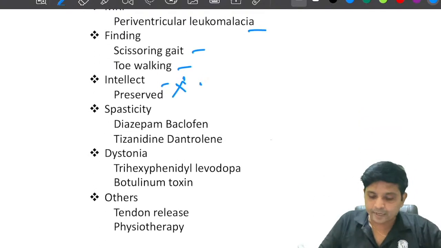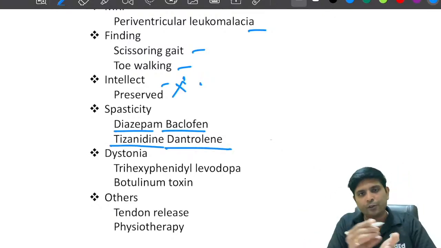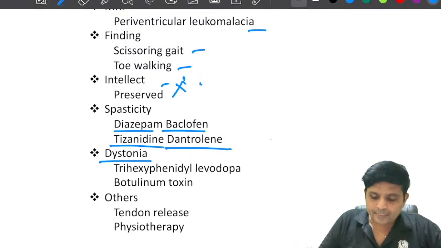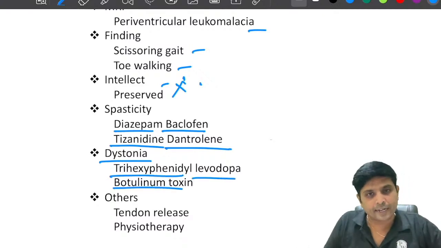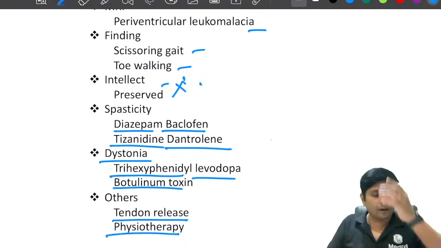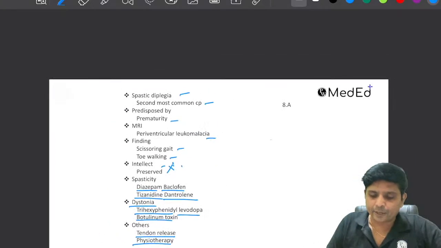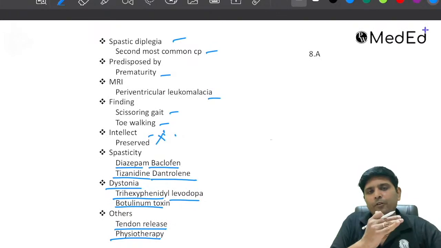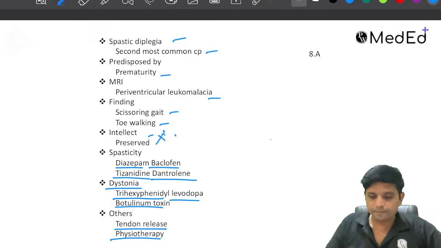Spasticity can be treated by giving diazepam, baclofen, tizanidine, dantrolene to reduce the spasticity. Whereas dystonia can be managed by botulinum toxin, levodopa and trihexyphenidyl. You can try tendon release surgery of Achilles and you can try physiotherapy. This is with respect to spastic diplegia.